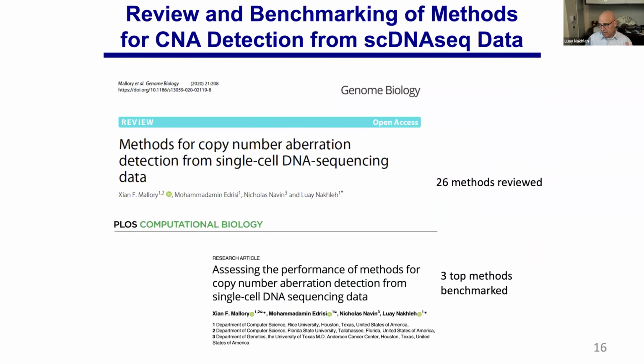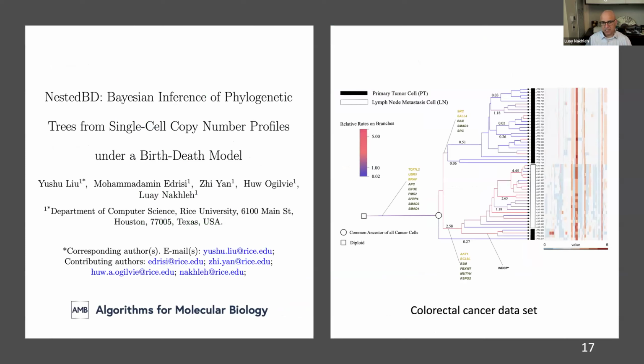We are now working a lot on copy number aberrations. So we have reviews and benchmarking of some of the existing methods for doing copy number aberrations from single cell data, as well as a most recent method that we just published called nested BD for Bayesian inference of these trees from copy number aberrations under a birth-death model. It's not under parsimony. We have a lot of methods under parsimony that try to minimize the number of changes in copy numbers. But this is a Bayesian approach that actually employs a birth-death model of gene copies.